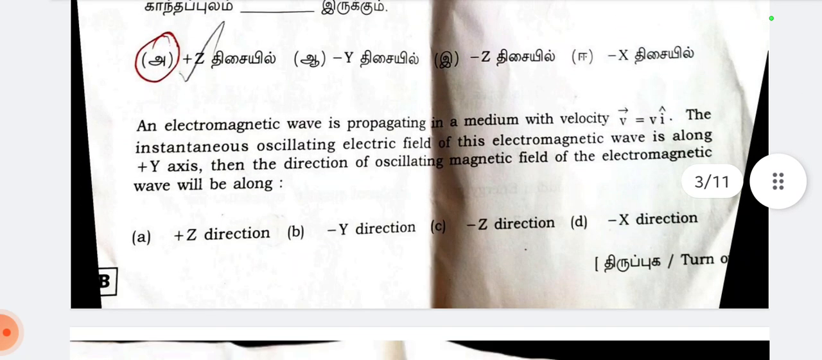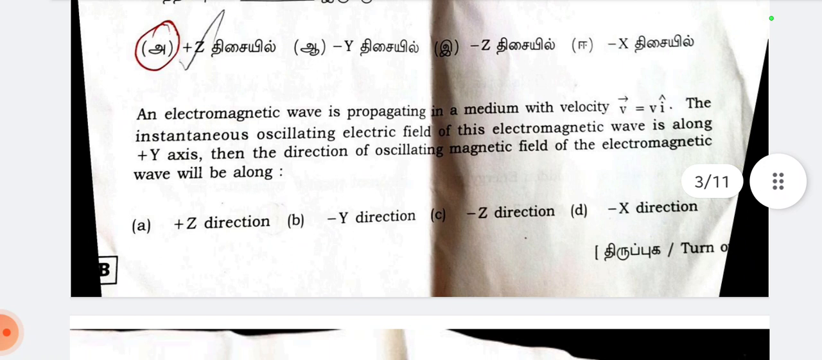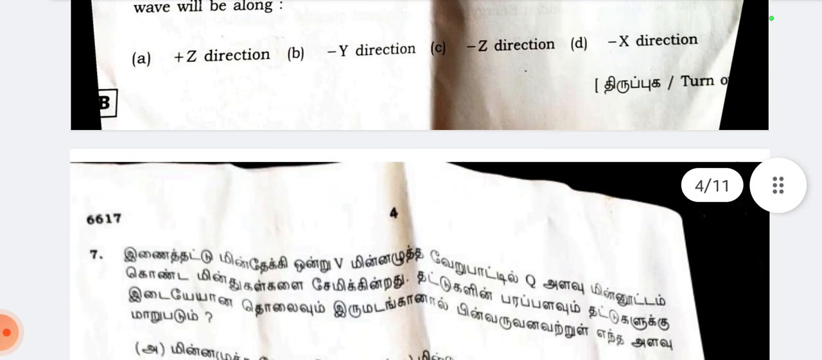Sixth question, an electromagnetic wave is propagating in a medium with velocity v vector equal to v i vector. The instantaneous oscillating electric field of this electromagnetic wave is along plus y axis. Then the direction of oscillating magnetic field of the electromagnetic wave will be along option A, plus z direction.